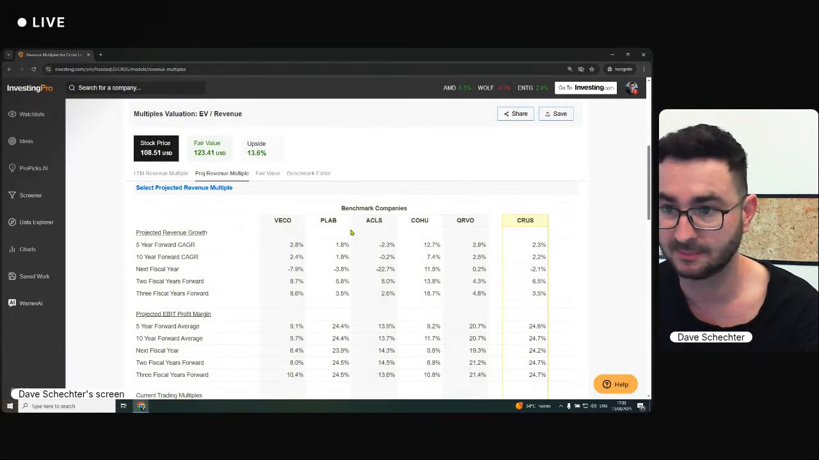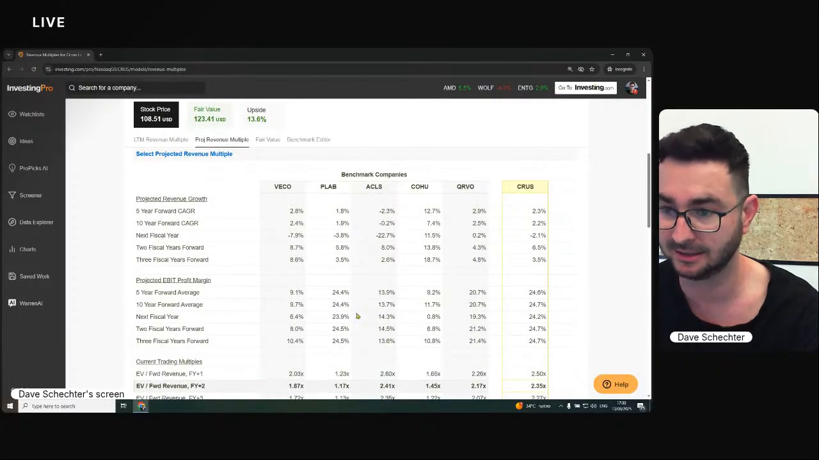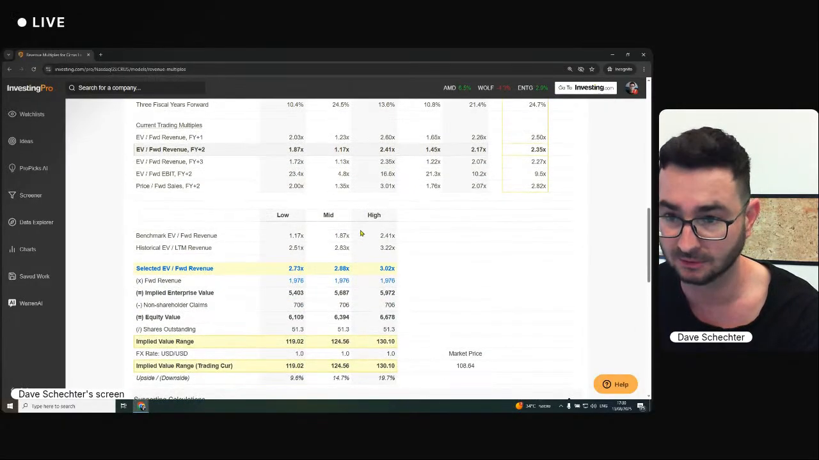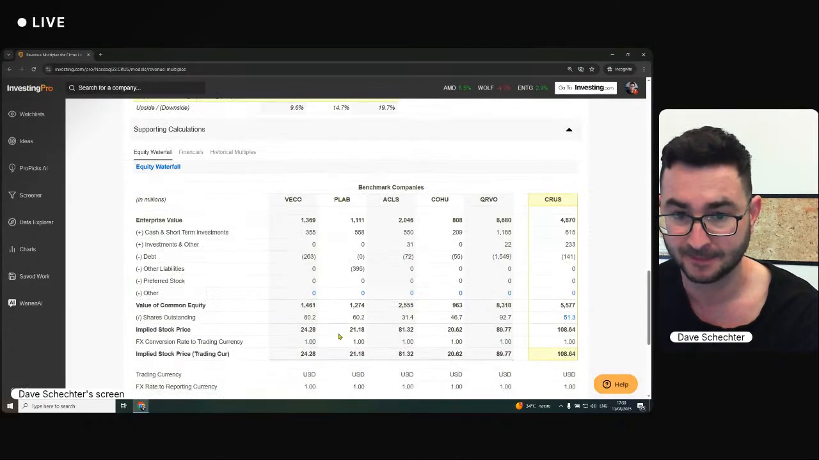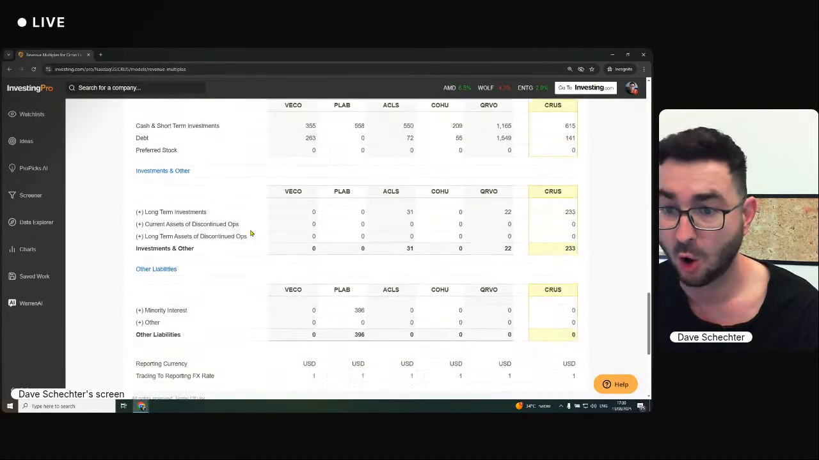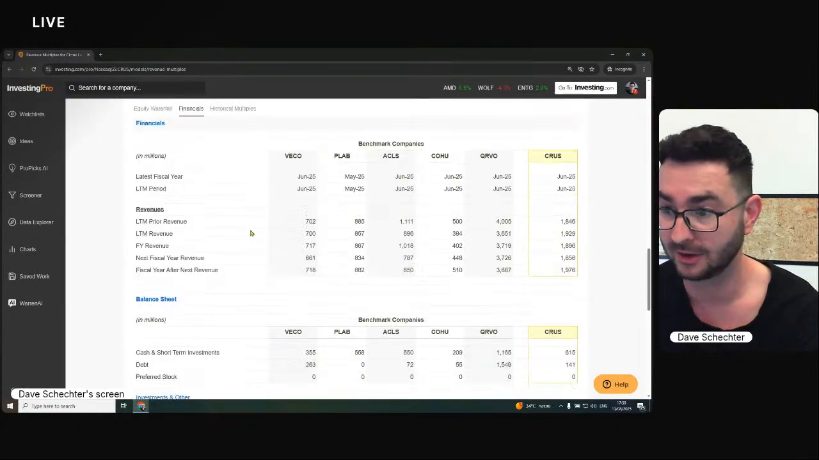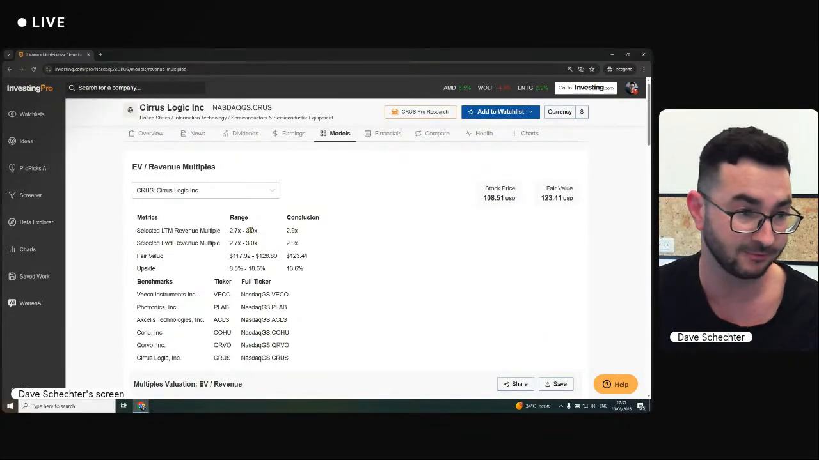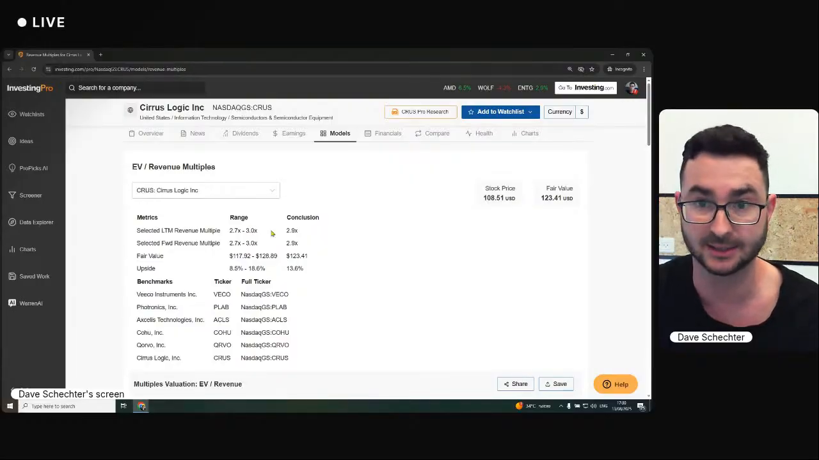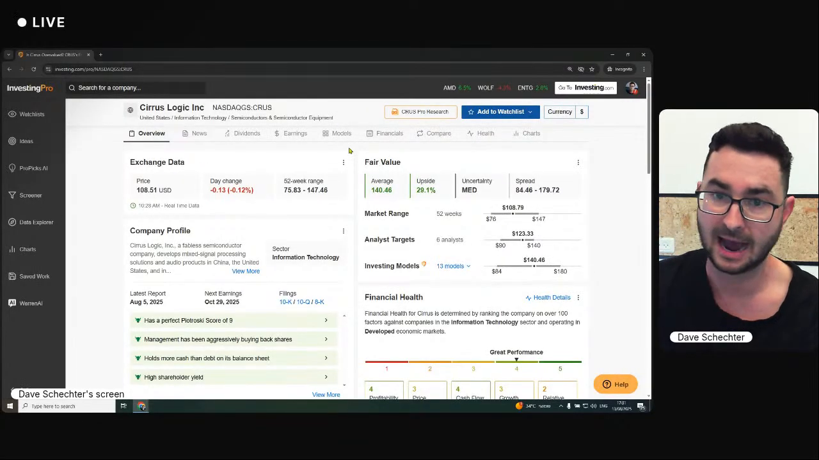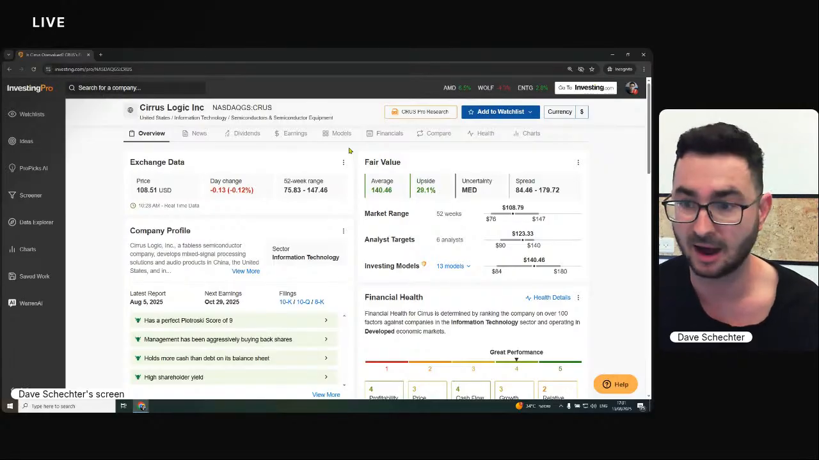You can see the benchmark companies that we're using. You can see the output per benchmark company, the low, the mid, the high, equity waterfalls, financials. All of the math is here. So if you want to dig into this for further due diligence, I highly recommend that you do so. It's our way of making our estimates more transparent for our members.